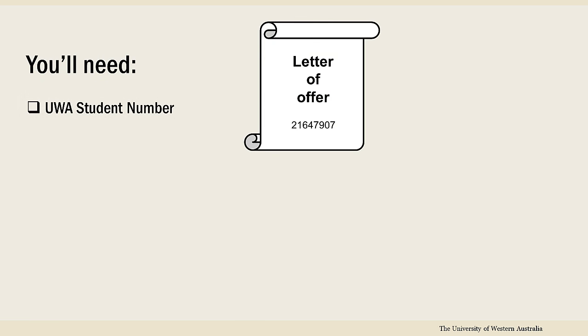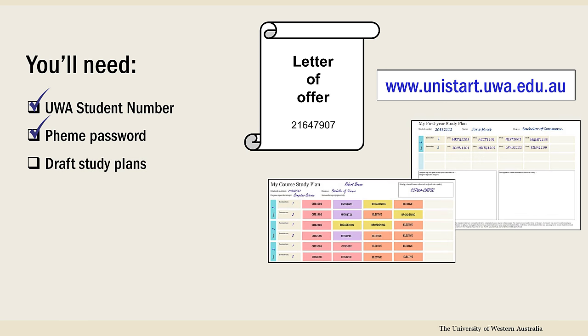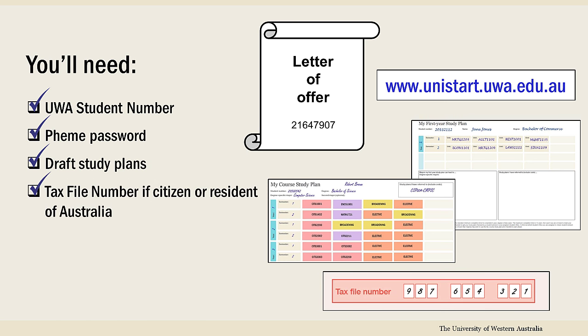To enrol, you'll need three things: your UWA student number, which is available on your letter of offer, your FEMI password, which you can activate through the UniStart website, and your draft first year study plan or whole course study plan. If you are a citizen or a resident of Australia, you'll also need your tax file number. It's best to have these things all handy when you enrol.